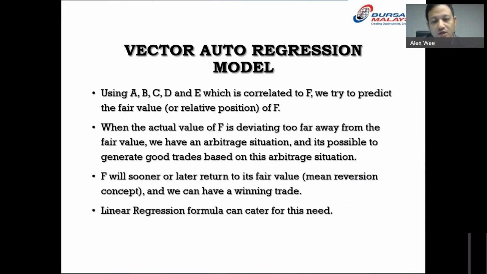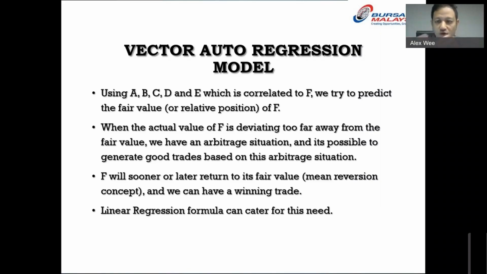So the concept is the VAR model is using A, B, C, D, E, which is correlated to F. They are intermarket products of F. And then we try to predict F, which is actually what you want to trade. So F here is referring to FCPO or FKLI. It's what we want to trade. But the A, B, C, D, E is whatever is co-integrated, correlated, related, or can lead F.